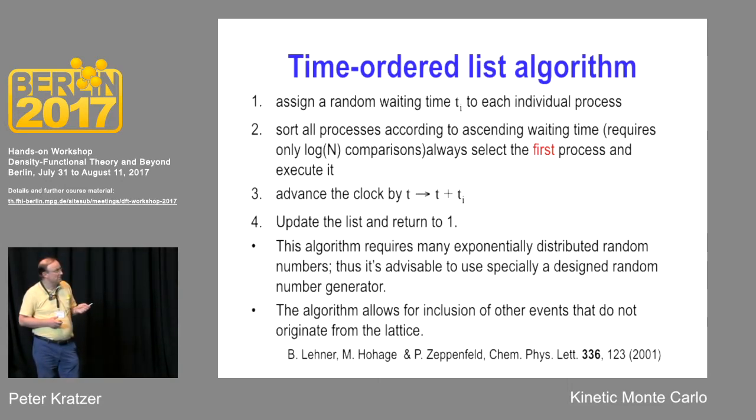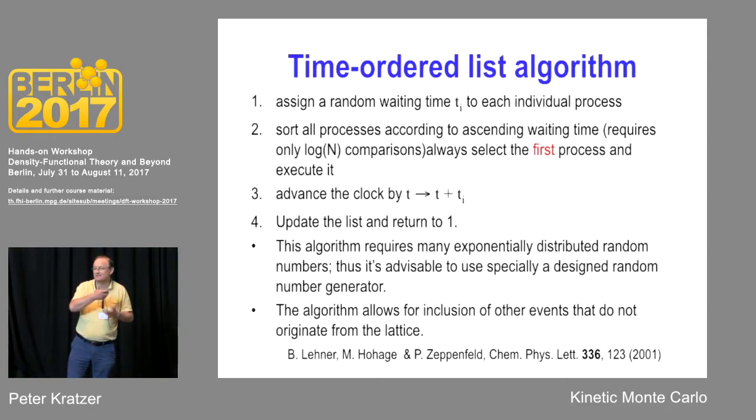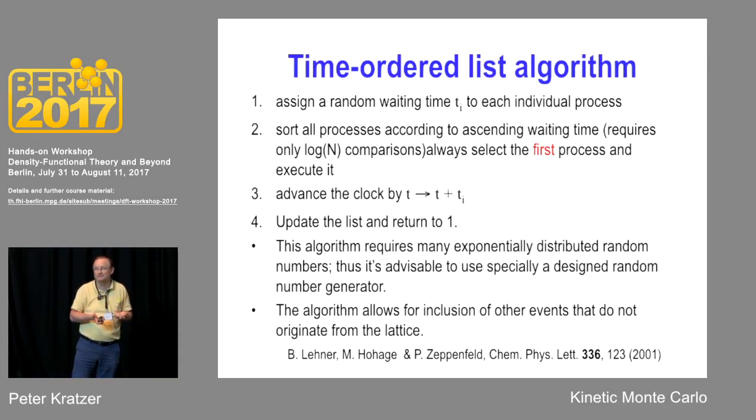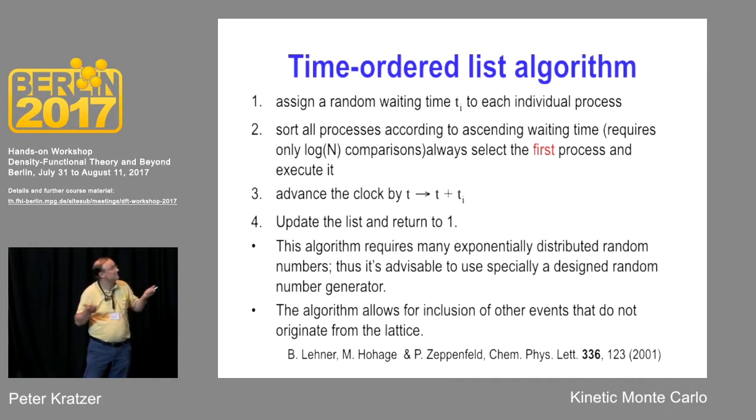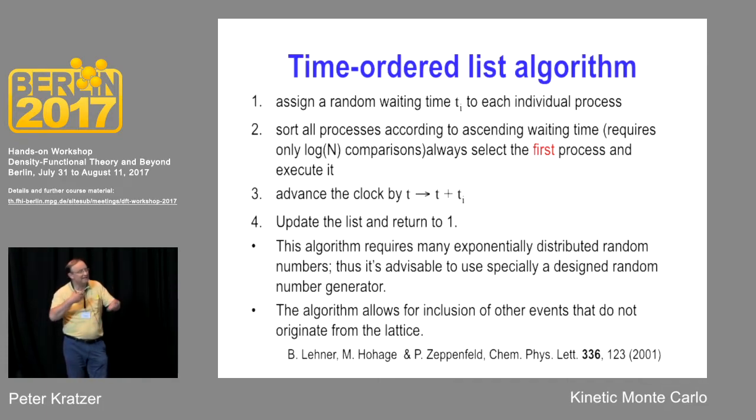So the advantage here is that this algorithm allows you for the inclusion of any other events that do not originate from the lattice or have some different distribution. Anything that has an assigned time can be added to this list. So that's an alternative when you have very many process types, and the process type algorithm is not so efficient, but the time-ordered list algorithm is more efficient.